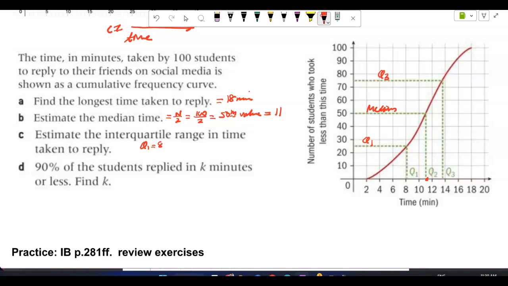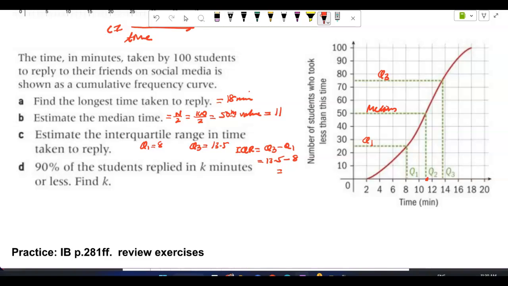Sorry, no. 8. Q3 is 14. No, like 13. 13.5 if you want to call it. It's fine. They'll give you a range of answers. So Q3 minus Q1. So that's what we're doing. Interquartile: you find the lower quartile, find the upper quartile, and then subtract it.